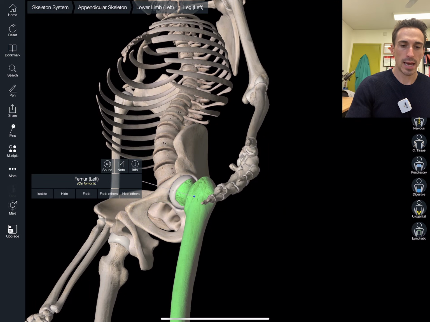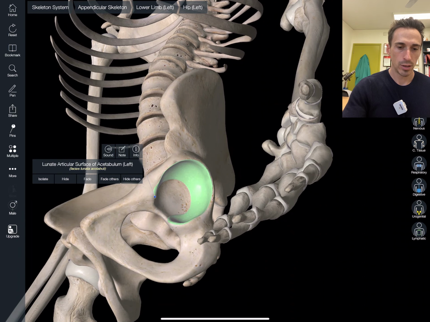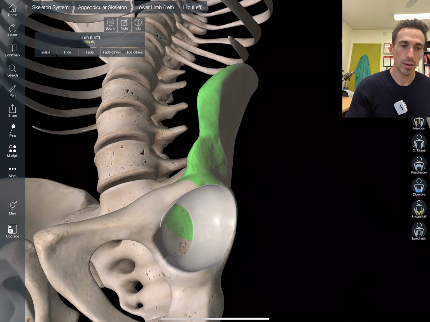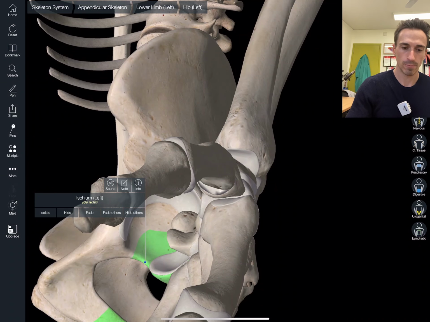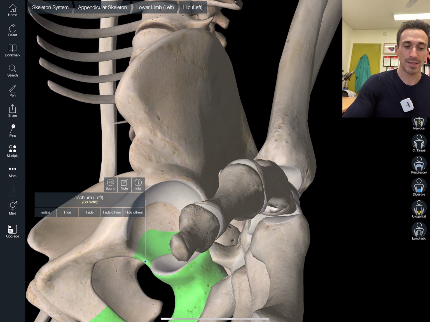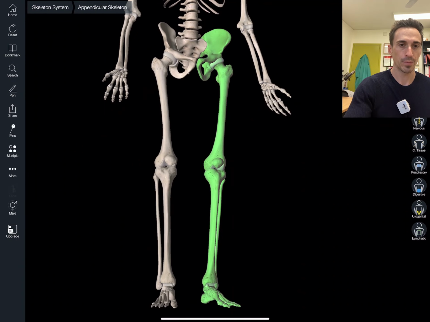What you'll find is that if I were to hide the femur, you can see that the acetabulum, which is the joint, that's where the femur articulates into, that's going to be part of the ilium, ischium, and pubis, not both, all 3, right? You can see they're all there. So all 3 of those bones come together and cumulatively form that joint where the hip goes into.